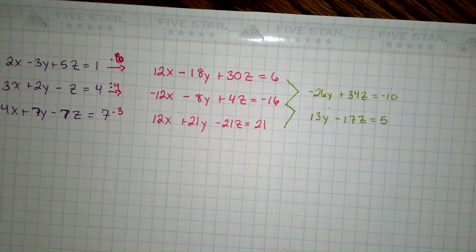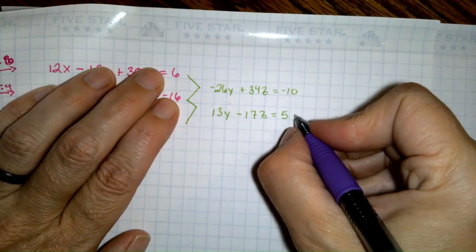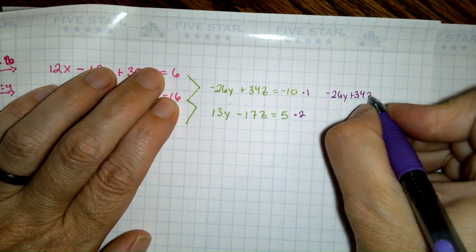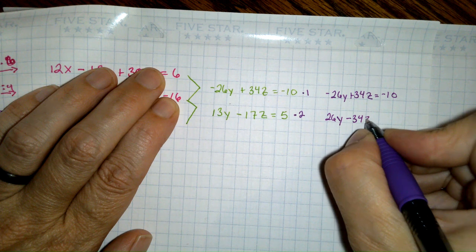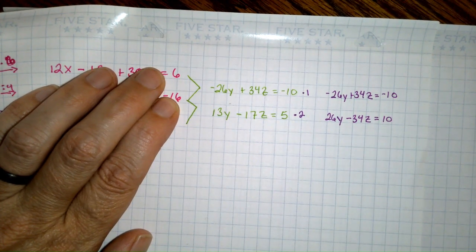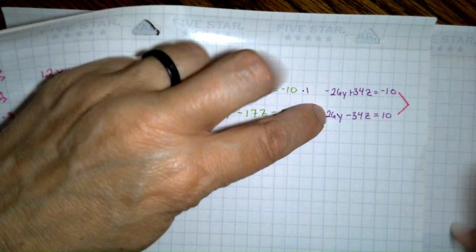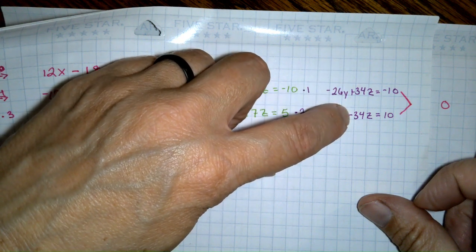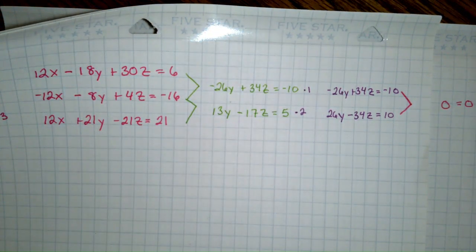So now I get to target the next one. Now some of you might know off the top of your head that 13 times 2 is 26. So I'm going to multiply the bottom row by 2 and keep the top row the same. Negative 26y plus 34z equals negative 10. 26y minus 34z equals positive 10. And now I've got to put them together. Negative 26 plus 26 makes 0. So that's gone. 34 and negative 34 also cancels out. We get 0 equals negative 10 and 10, 0. 0 equals 0.